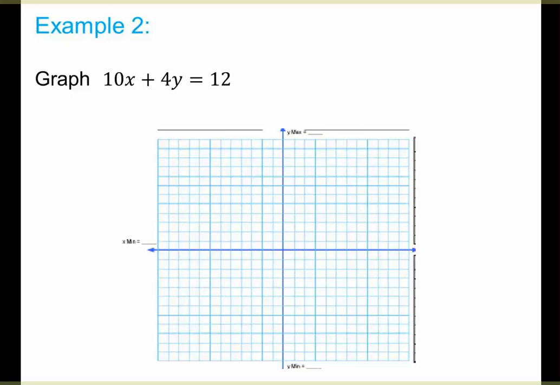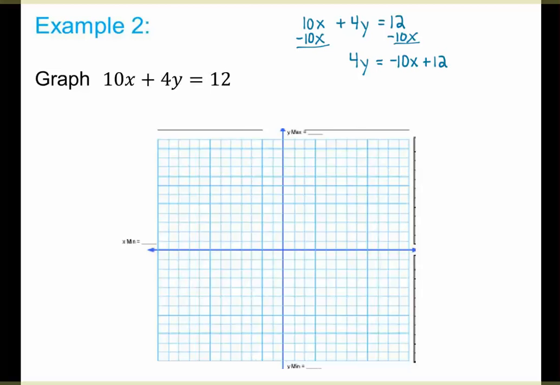On your paper, the first thing that should have happened is you would need to rewrite the equation. So you should have 10x plus 4y equals 12. And you're going to have to do some pre-work in terms of getting the y by itself. This is a two-step process, like I said. We'll begin by subtracting the 10x. And when you do that, you get 4y equals negative 10x plus 12.